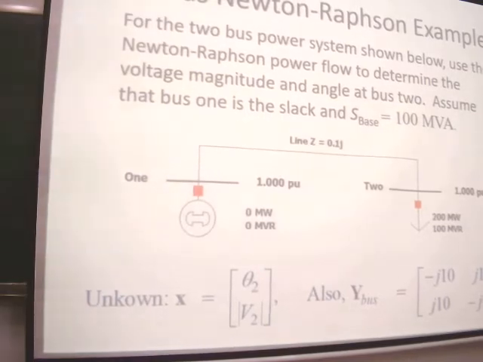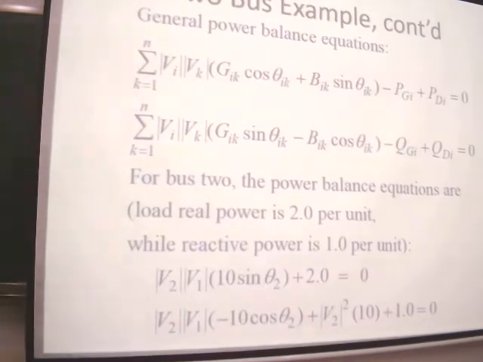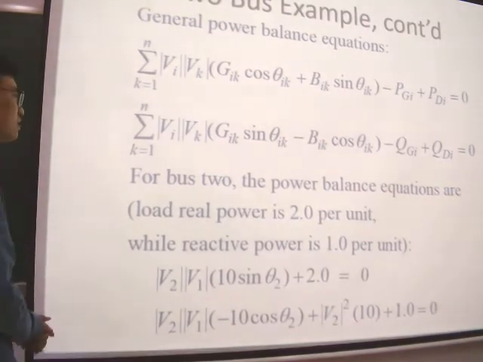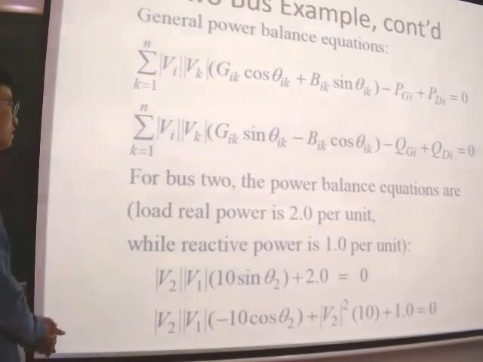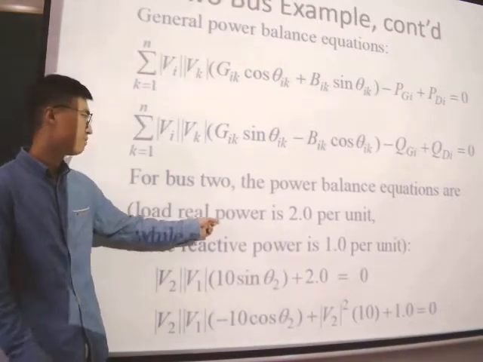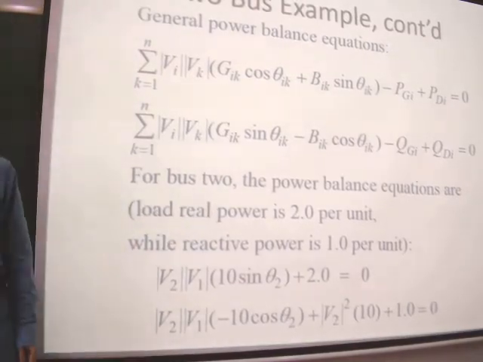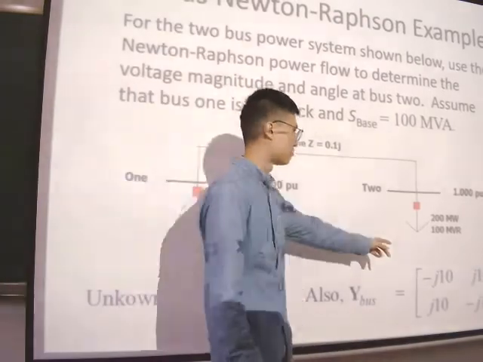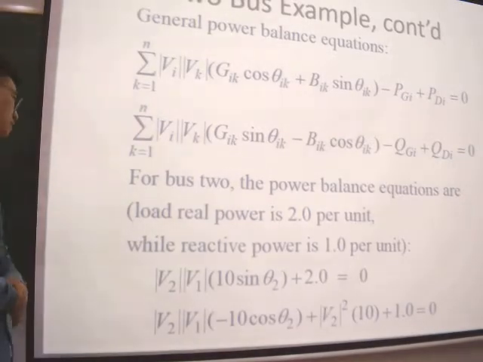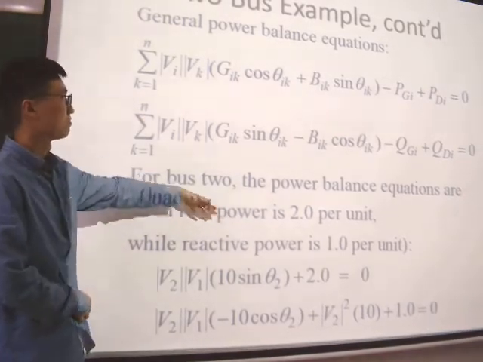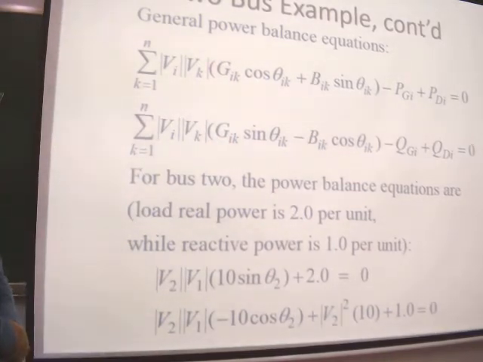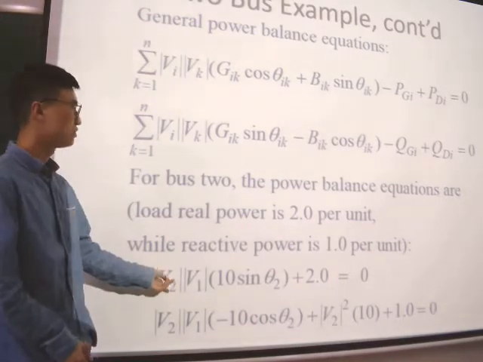Okay, so these two are the power balance equations. Because we know that at bus 2, the real power is 2 per unit and the reactive power is 1, right? 100, 200. So we can use this power equation to write it down here. Here there are only 2 buses.